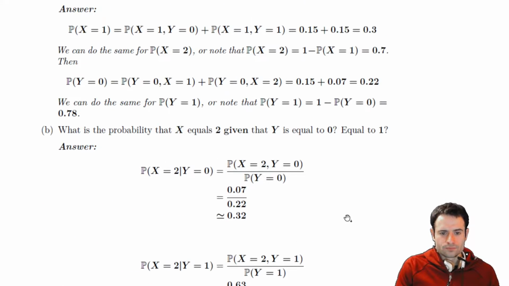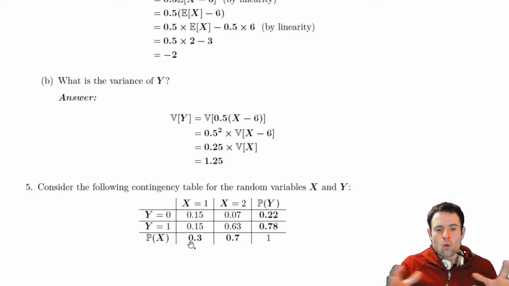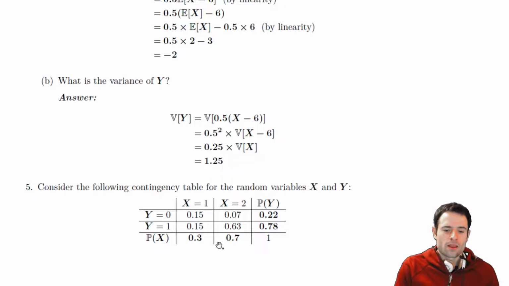Note that since here we have 15 and 15, the probability that y is equal to 0 when x is equal to 1 is 50%, 1 over 2. Because among the cases where x is equal to 1, half of them have a y equal to 0, and half of them have y equal to 1.